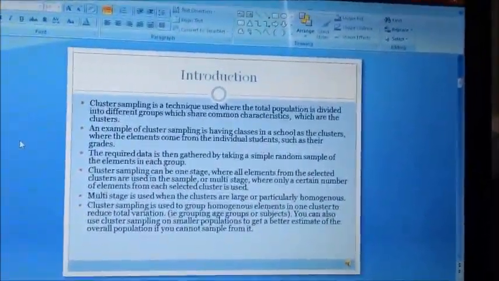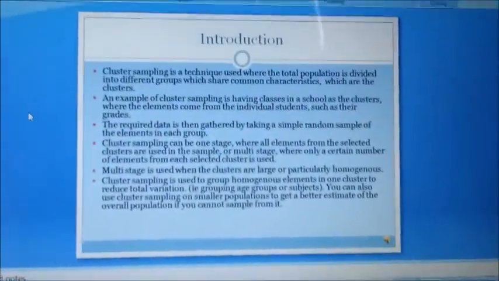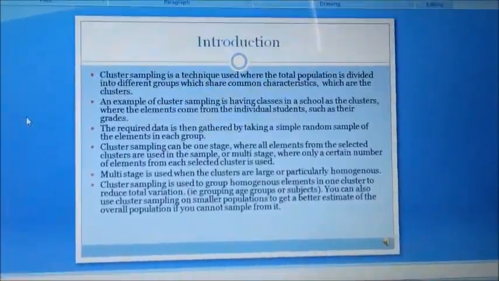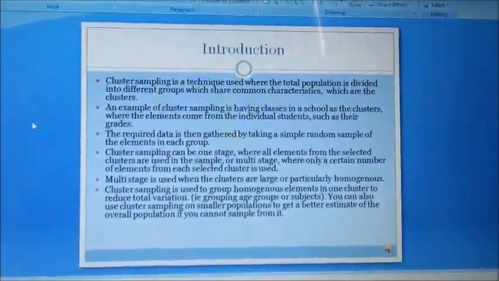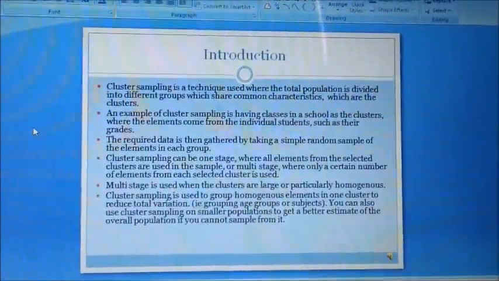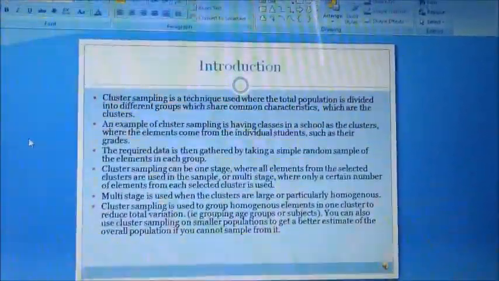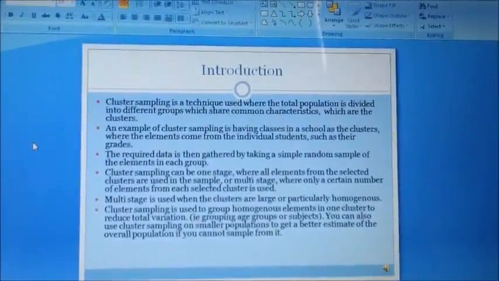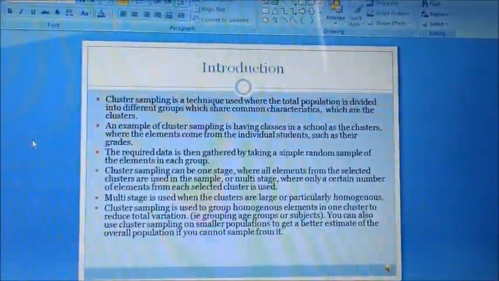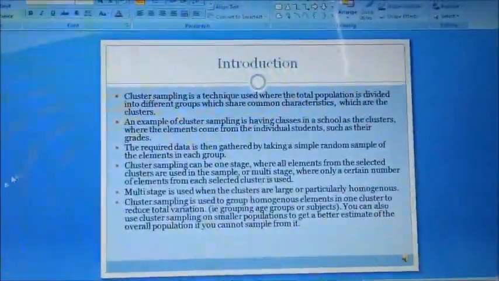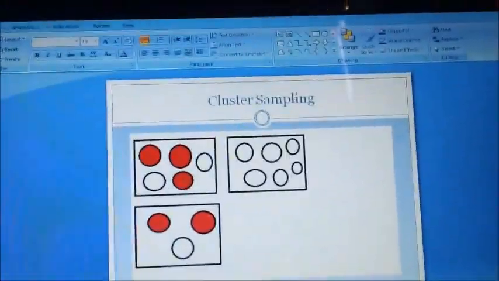Multi-stage is used when the clusters are large or particularly homogeneous. Cluster sampling is used to group homogeneous elements in one cluster to reduce the total variation in the population, so grouping by age or class subjects. You can also use cluster sampling on smaller populations to get a better estimate of the overall population if you can't take a sample from that, such as if it costs too much money to do.